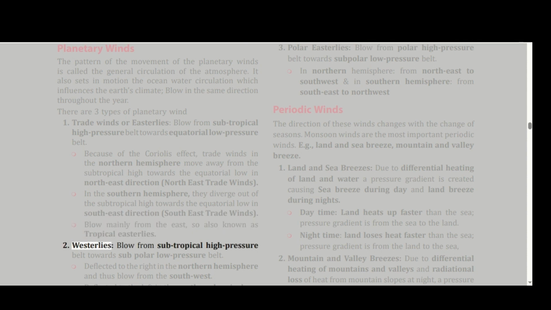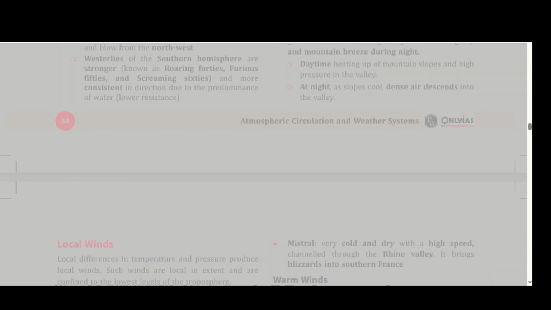2. Westerlies blow from the subtropical high-pressure belt towards the subpolar low-pressure belt. Deflected to the right in the northern hemisphere and thus blow from the southwest. Deflected to the left in the southern hemisphere and blow from the northwest. Westerlies of the southern hemisphere are stronger, known as roaring 40s, furious 50s, and screaming 60s, and more consistent in direction due to the predominance of water and lower resistance.